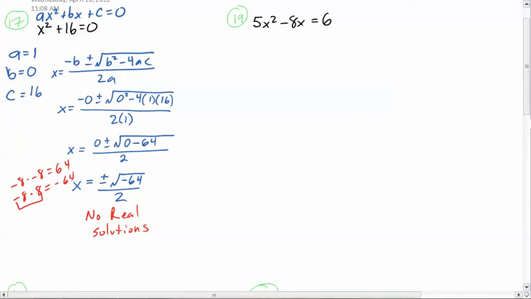The quadratic formula does always work. You will get the answers. They're just not real. Okay, so let's go on to our next question.